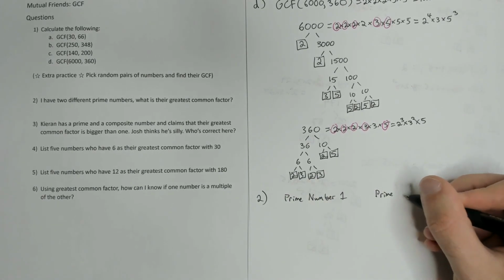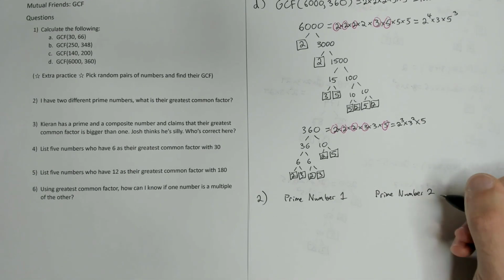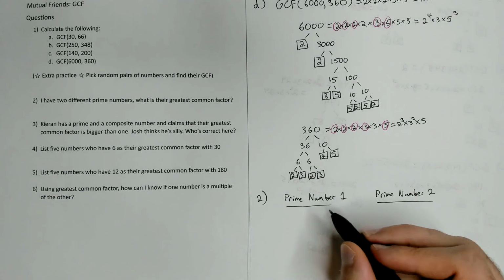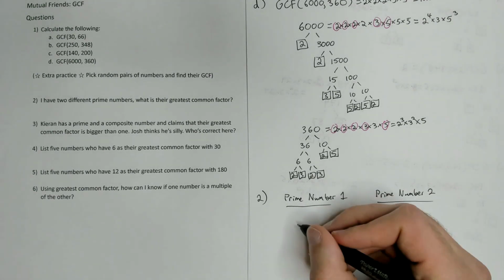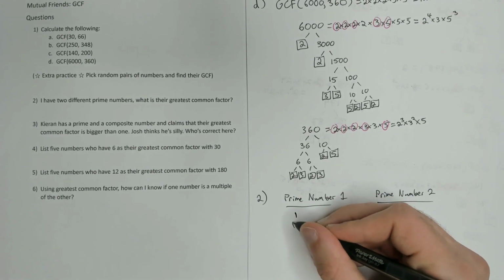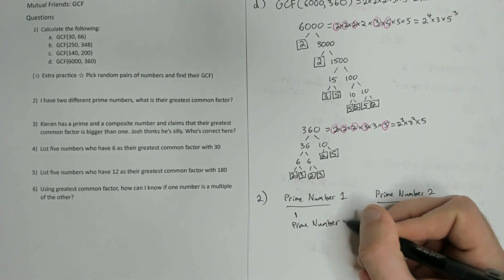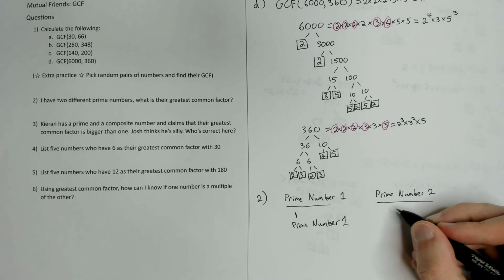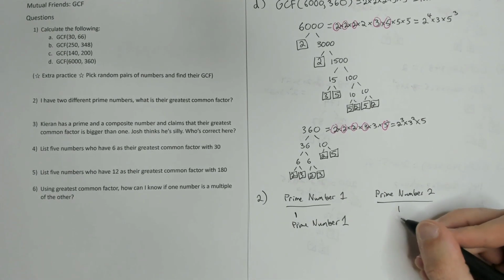So these are our 2 different prime numbers. And to be the greatest common factor, we basically just need to list what their factors are and pick the biggest one. Well, what are the factors of a prime number? It's only going to be 1 and then the prime number itself, right? So that means the factors of prime number 1 are 1 and prime number 1. And the factors of prime number 2 are 1 and prime number 2.